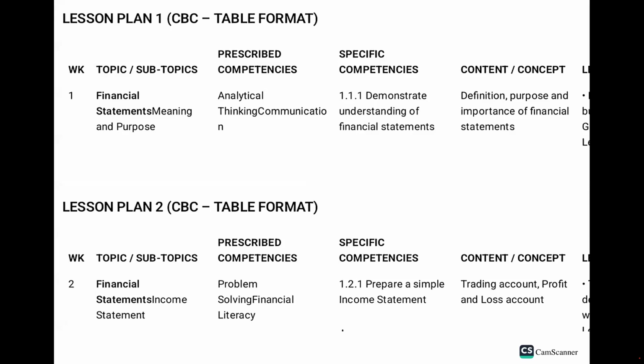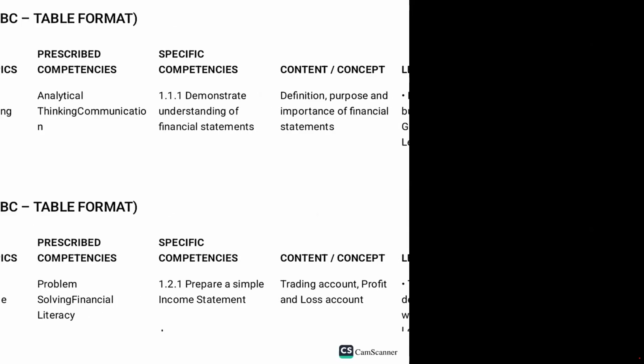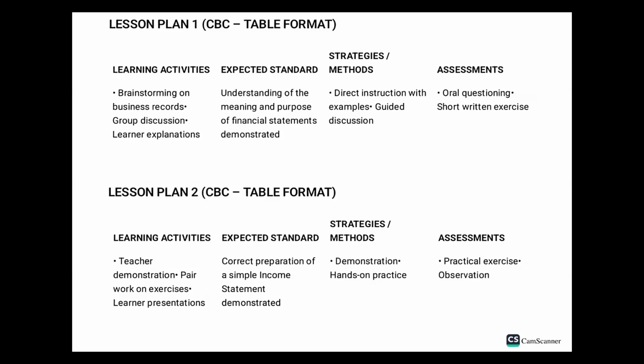Then the prescribed competences: we want problem solving or financial literacy. Specific competence: they should be able to prepare a simple income statement. This is the class that you've planned, a specific competence that you want your students to get. What content is there? Trading account, profit and loss statement is what we'll cover. What else next? We are going to look at the learning activities. What am I going to be doing?